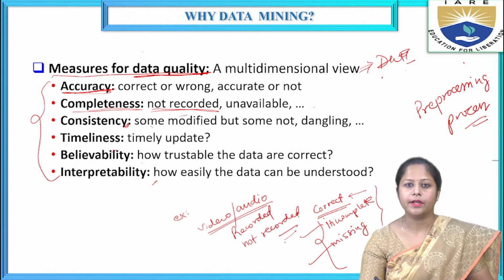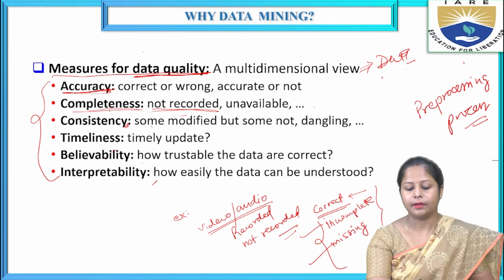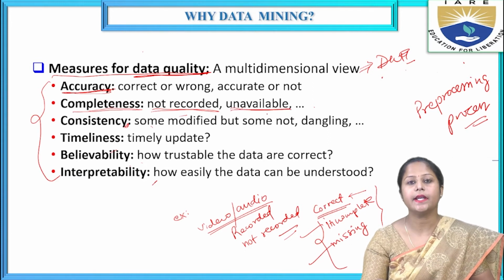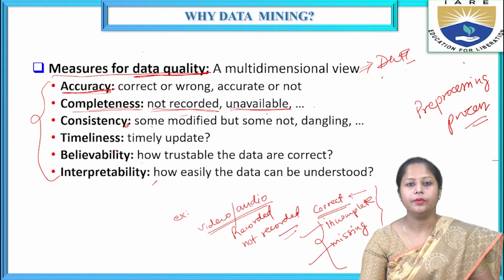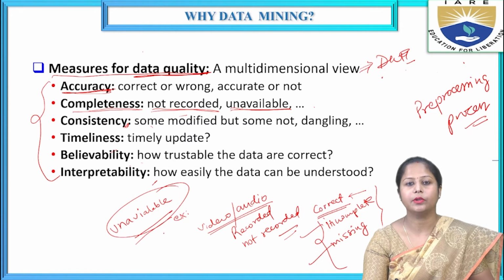If that is not recorded, that will not be the complete type of data. So that data we have to exclude from our reprocessing process. So again we will check whether the data is available or not. If the data we have recorded is unavailable, then what will we do? We will not take that type of data. We will exclude the data before preprocessing. So that is the use of the preprocessing process.